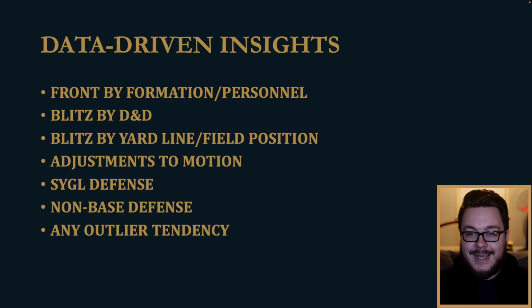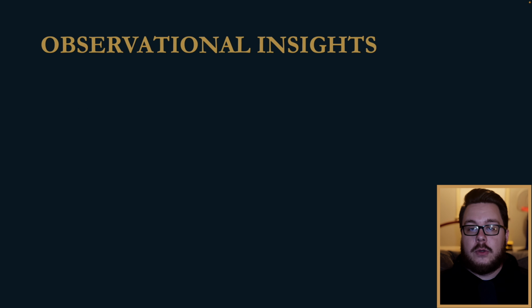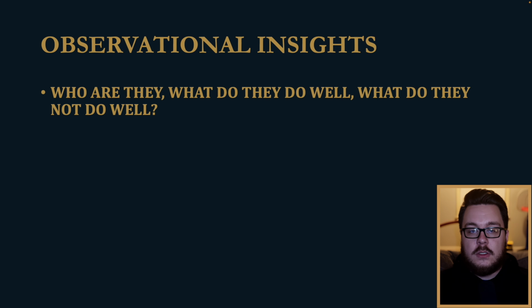So these are all data driven, meaning that we've got columns, we've got percentages behind everything. This is going to be opposed to observational insights. So some things that we just see on film, they aren't necessarily quantifiable, but things that are important for how we're going to play in the game. So we need to know in general, who are they? What do they do well? And what do they not do well?